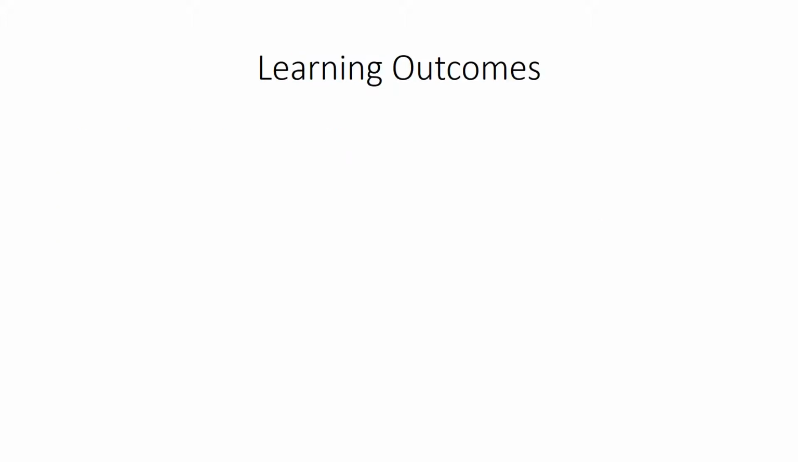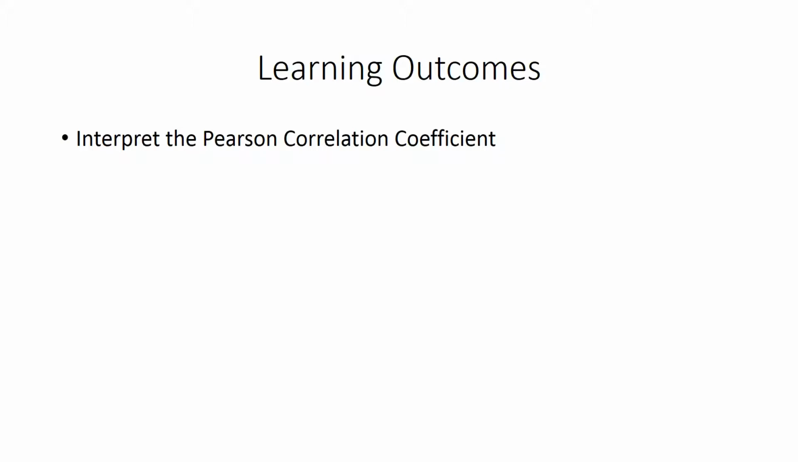So learning outcomes: we want students to be able to interpret the Pearson correlation coefficient. So what's going on if we have a high Pearson correlation coefficient? What's going on if we have one that's near zero? What's happening if we have something that's close to -1?